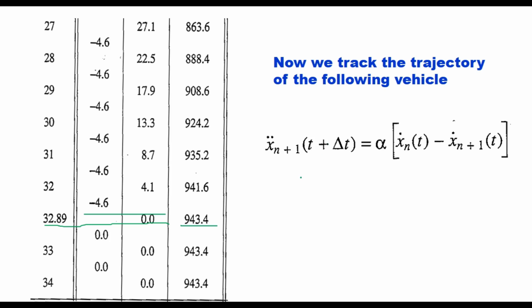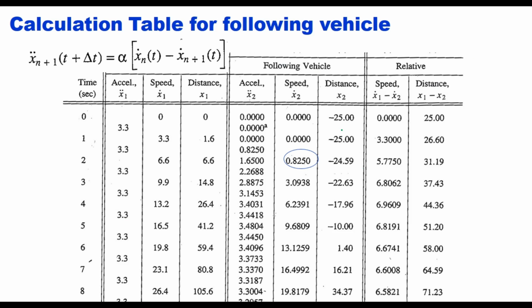Now task 2 is to track the trajectory of the following vehicle, and that is done using this equation: the acceleration of the following vehicle at time t plus delta t is the sensitivity parameter times the difference in velocity at time t between the following and lead vehicle. So here alpha is 0.5, and delta t you can take either 0.5 second or 1 second, and this table is now added here. This was the table, the first part of the table was for the lead vehicle, and this is for the following vehicle.